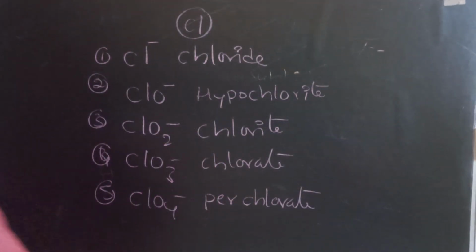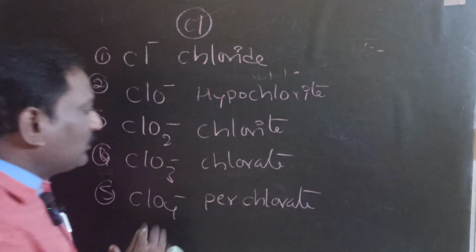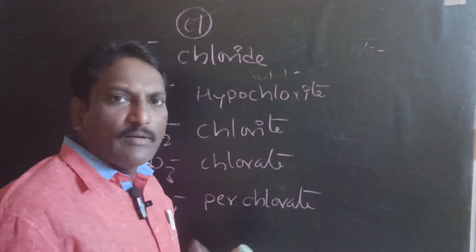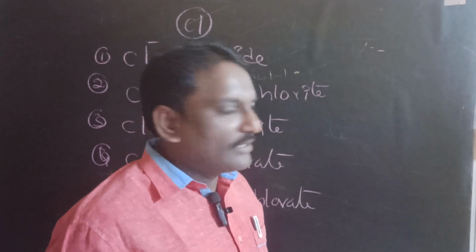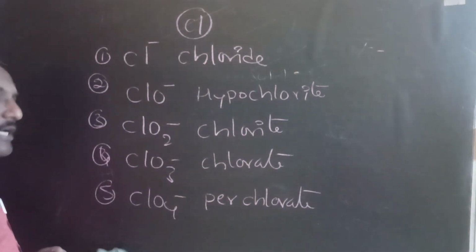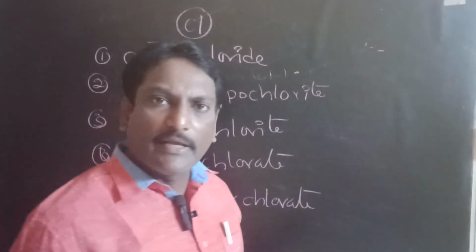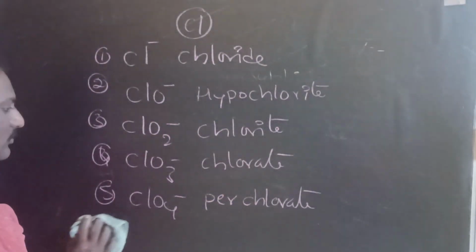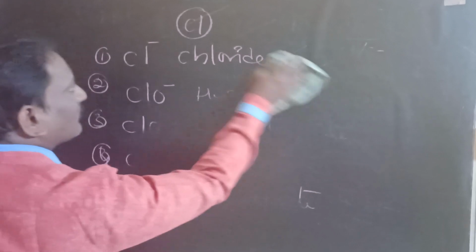Apart from all these, some metal ions are also there, and I would like to write these as well. Please write down copper ion, iron ion. These are very important, so please make a note of it. Copper, iron, chromium and manganese ions.